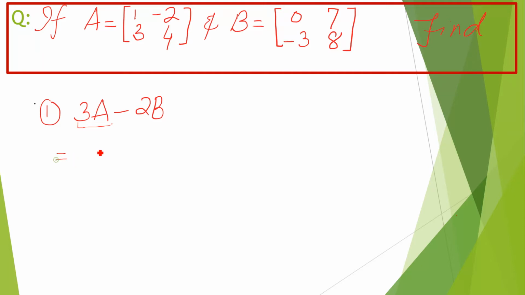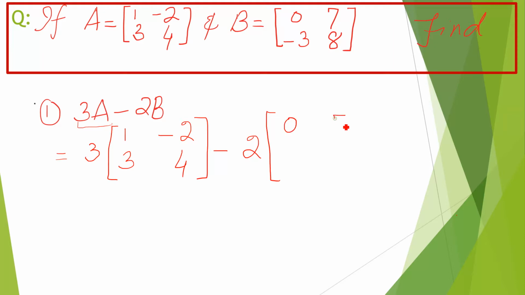Right? So how will I start it? 3, write down here. Instead of A, we will write down the A matrix, and these are the elements. Then is this negative sign, negative 2. Instead of B, we will write down the elements of the B matrix. Now you have to multiply. So see, 3 multiplied by 1.